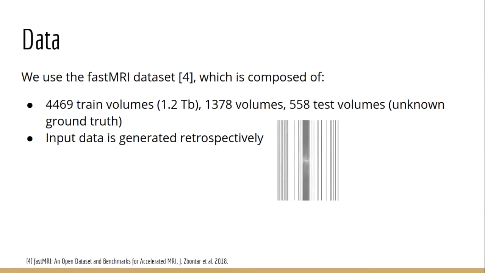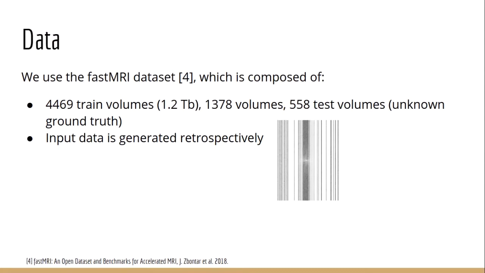Now I'm going to move on to the experiments and the challenge. So the data that we used to train the network was the fastMRI dataset, which is a dataset which was released by Facebook and NYU in 2018. And for the brain data, it's composed of roughly 4,500 training volumes, which represents about 1 terabyte of data. And because we have access to the actual raw data, we retrospectively generate the undersampled k-space.